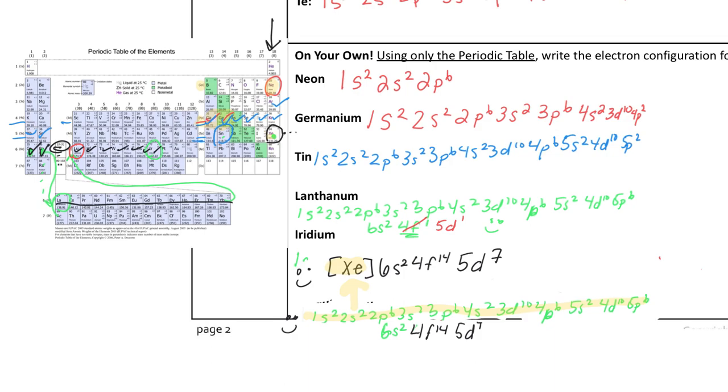It just has to be the one right before it. So if I was doing nickel, I'd write argon in brackets and then fill up with whatever's left over. Okay, it's okay if you don't know how to do that, but if you want to, go for it.